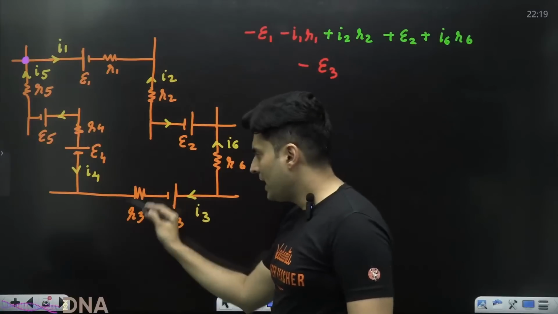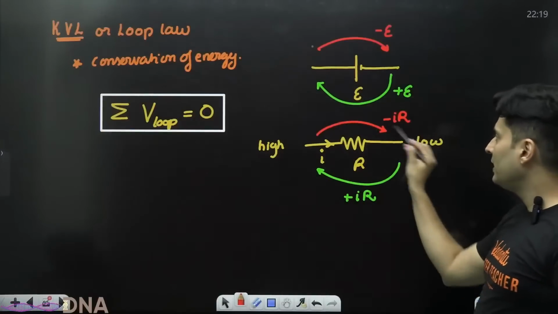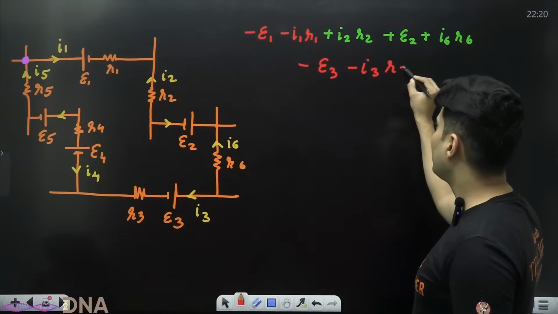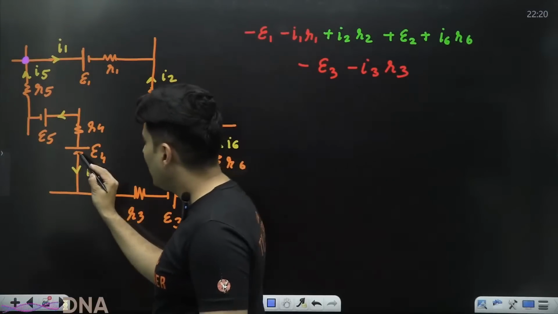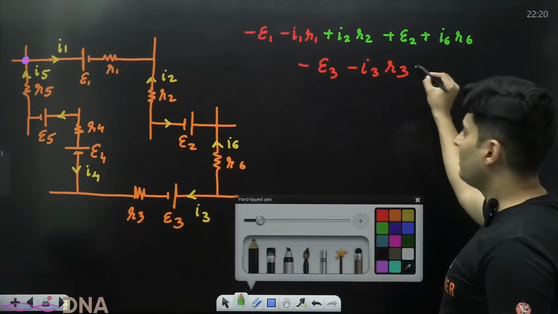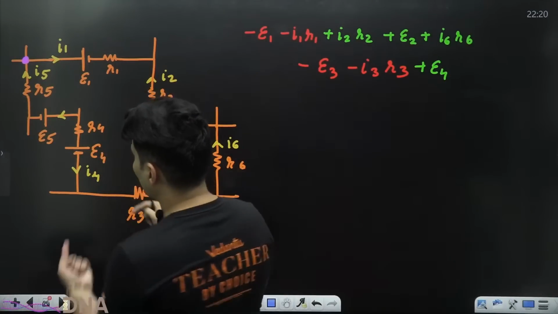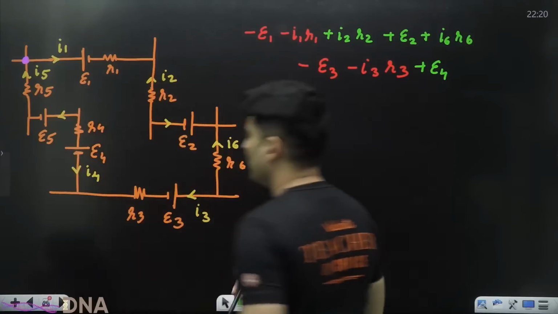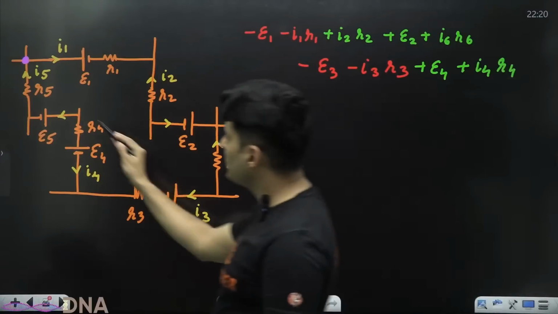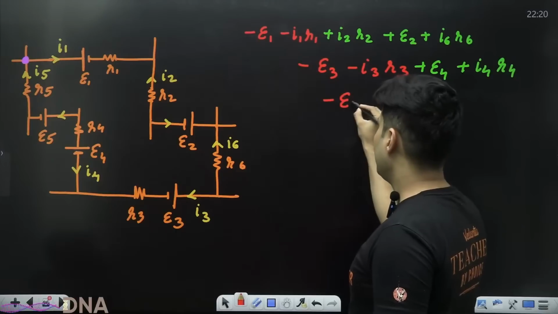I continue. I reach this resistor. I'm going in the direction of the current. And in the direction of the current, it is always a drop. So that's why it should be minus I3 R3. I reach here, I reach negative, go to positive. Negative to positive, it's a jump high. So it will be plus E4. But as I go like this, I'm going against the direction of the current. Against means positive. So plus I4 R4. I reach here. High to low. I'm going down. So again minus E5.